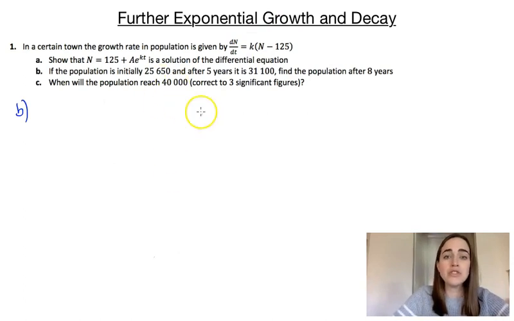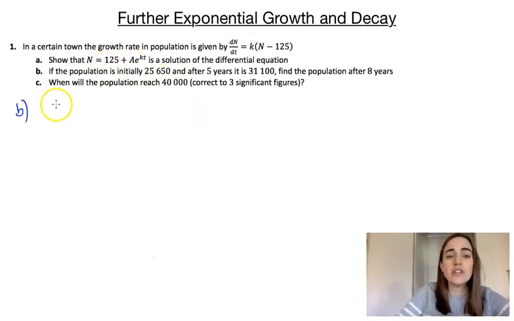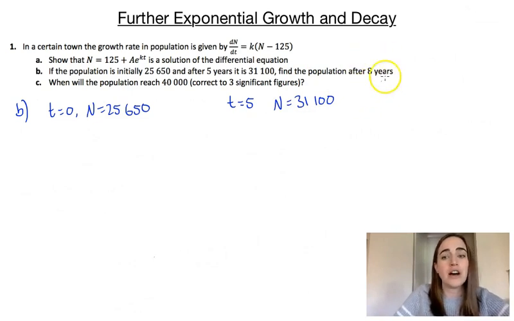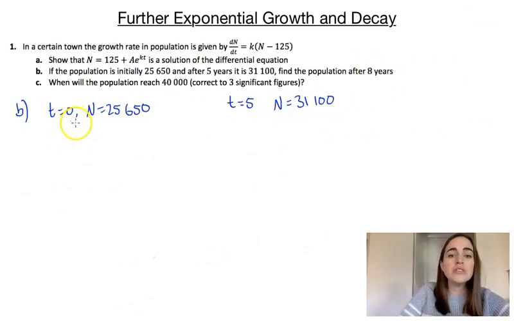For part B, we're given two pieces of information. We're told the population is initially, so when t equals 0, the population is equal to 25,650. And we're told that after 5 years, the population is equal to 31,100. And we're asked to find the population after 8 years. So we can use these pieces of information in this equation to figure out the values of A and k. So first off, we're going to use this one.